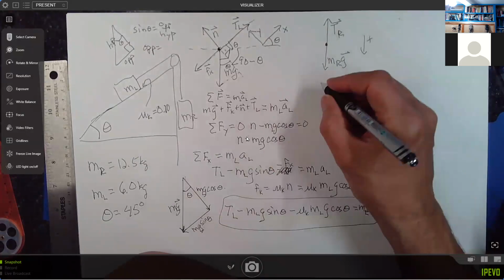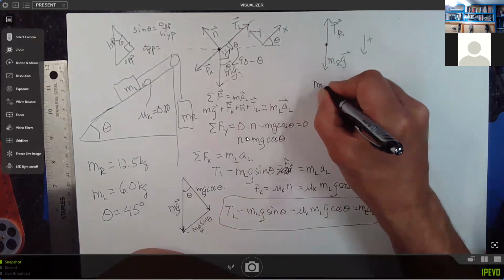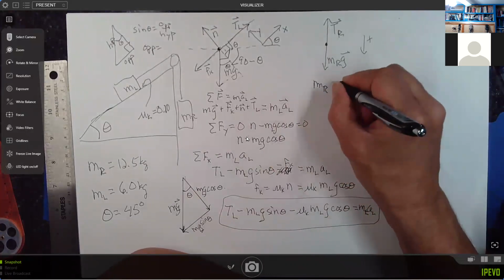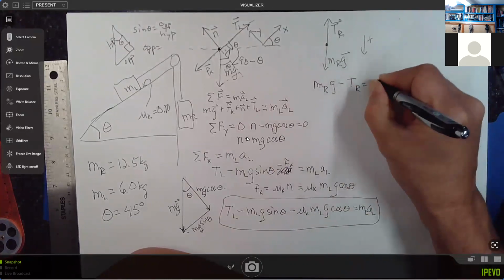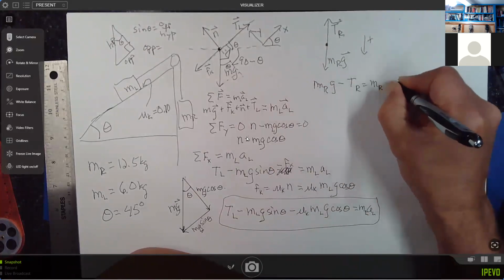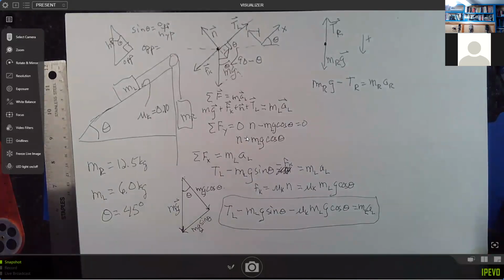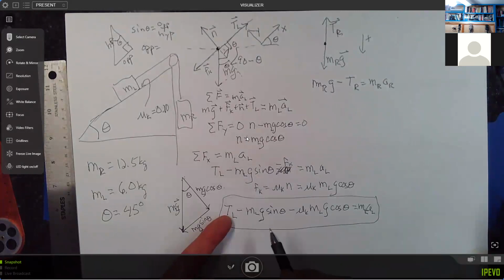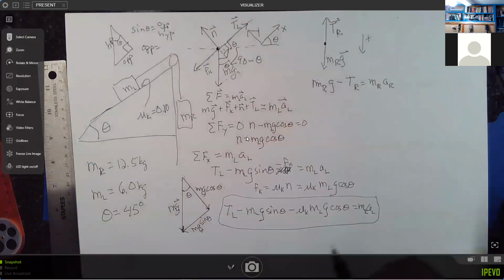And so with positive downward, Newton's second law is going to give me M sub R G minus T sub R is going to equal M sub R A sub R. Okay, now I'm guessing you can say what some of the simplifications are going to be here. Right now I've got T sub L, I have A sub L, I have T sub R, and I have A sub R.